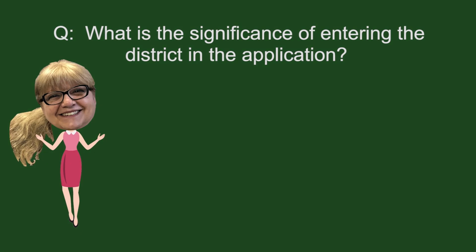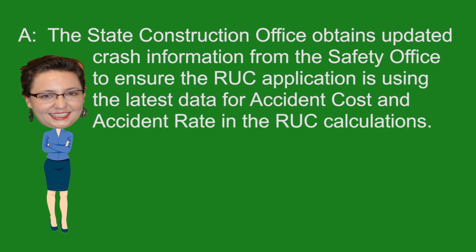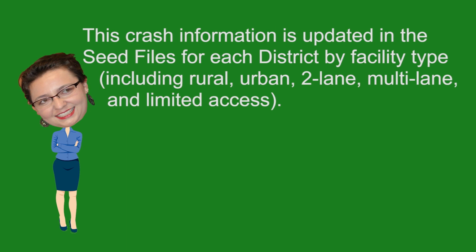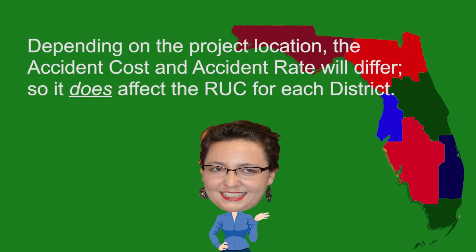Okay, thanks. What is the significance of entering the district in the application? Is there a variance between state regions as far as the cost impact? The Construction Office obtains updated crash information from the Safety Office to ensure the road user cost application is using the latest data for accident cost and accident rate in the road user cost calculations. This crash information is updated in the seed files for each district by facility type, including rural, urban, 2-lane, multi-lane, and limited access. Depending on the project location and the type of project selected, the accident cost and accident rate will differ, thereby affecting the road user cost for each district.